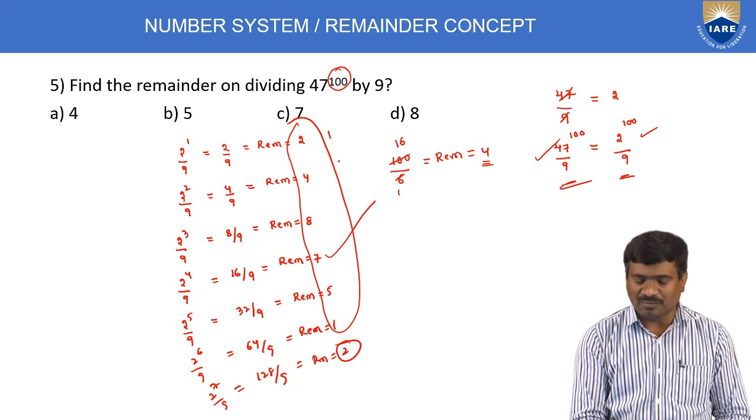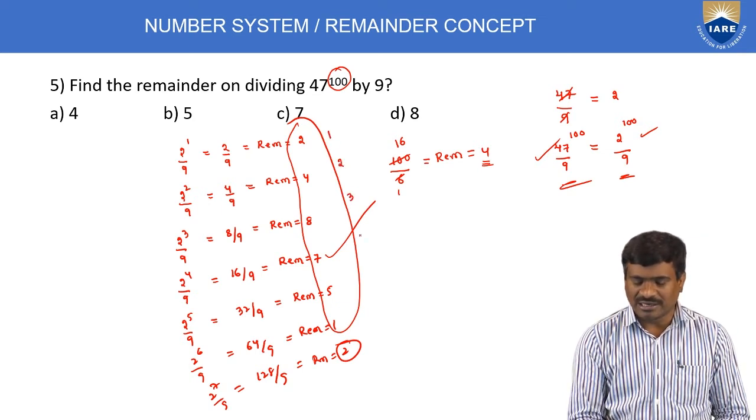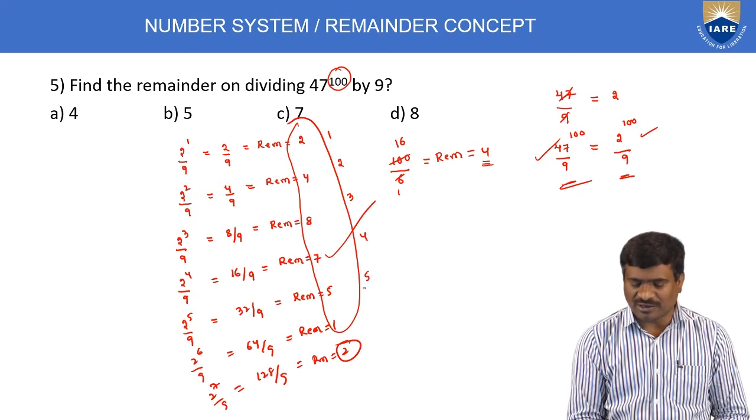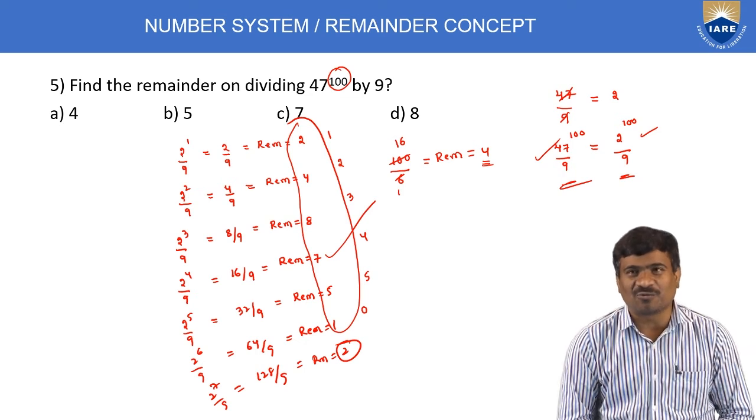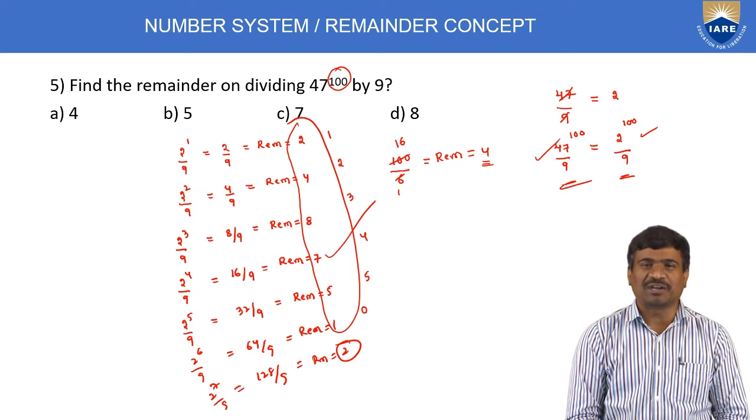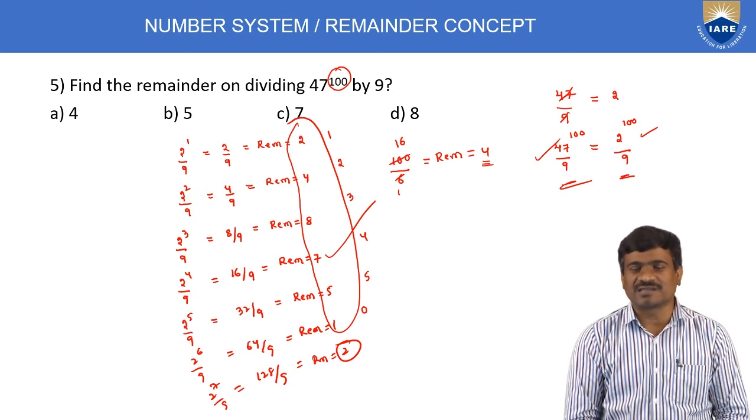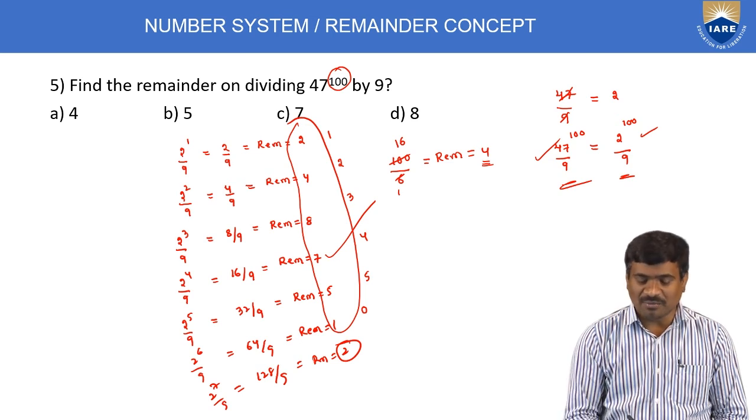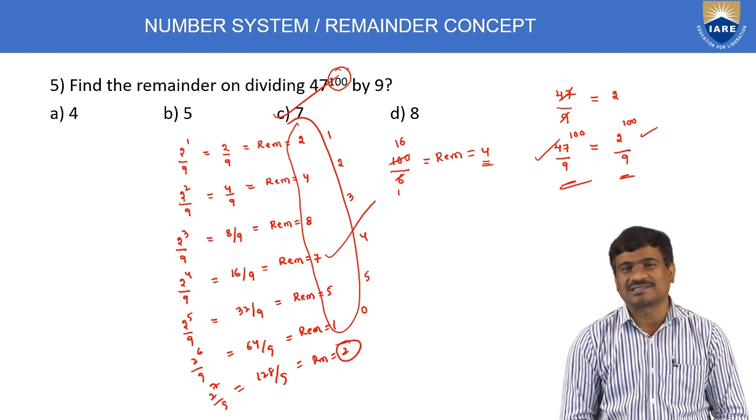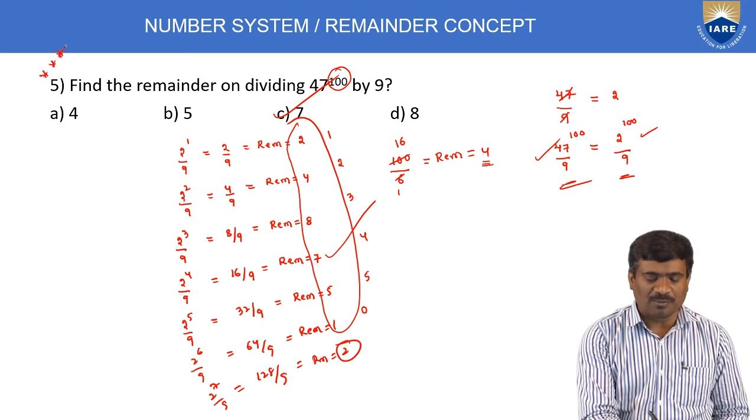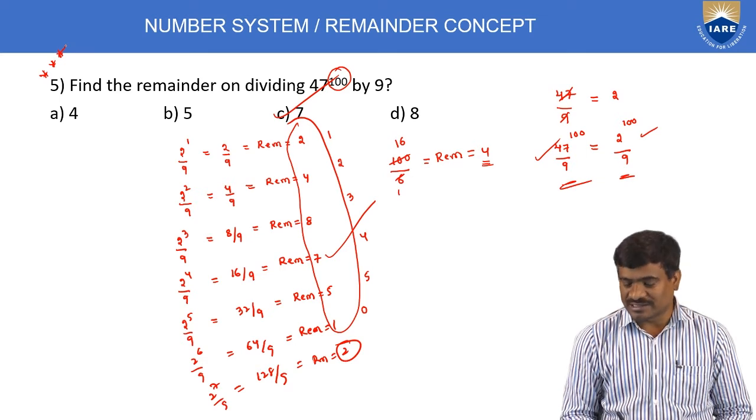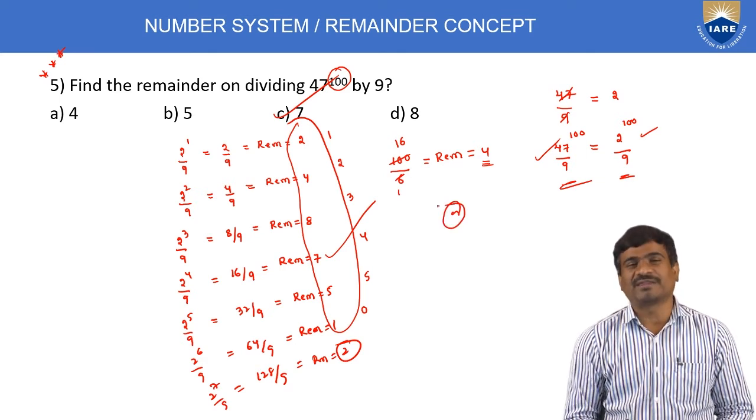Remainder 1, 2; remainder 2, 4; remainder 3, 8; remainder 4, 7; remainder 5, 5; remainder 0, 1. But 100 by 6, remainder only 4. When the remainder is 4, the answer is the fourth term of the repetition. Then the answer is 7. Therefore, 47 to the power of 100 by 7, remainder only 7. See, only correct. This is an important problem in the remainder concept. Important. Next, the second method.